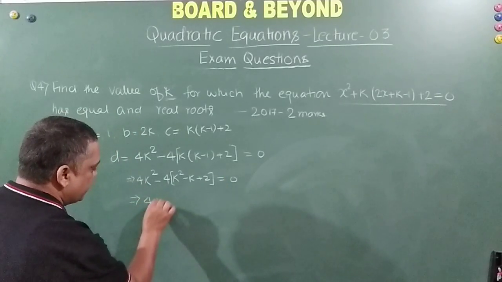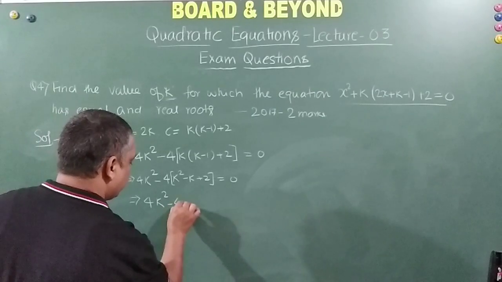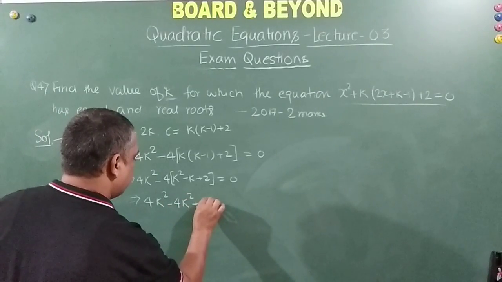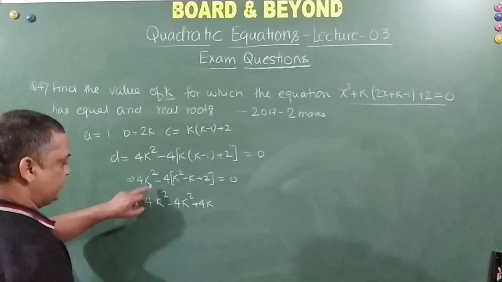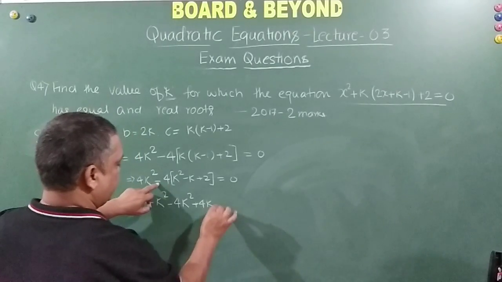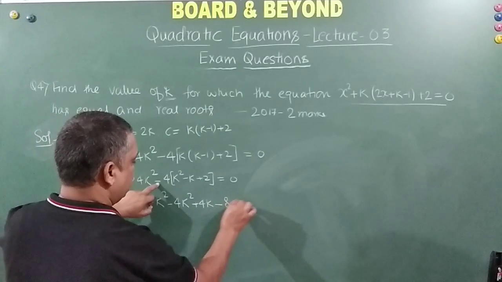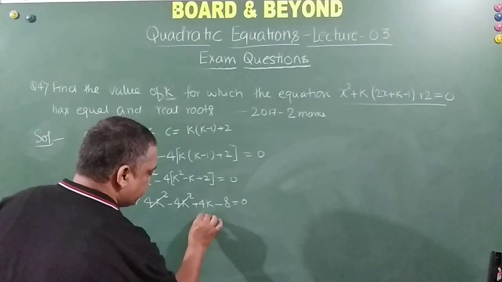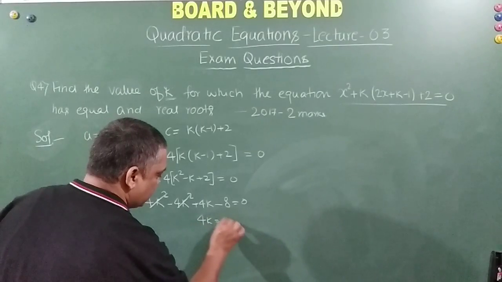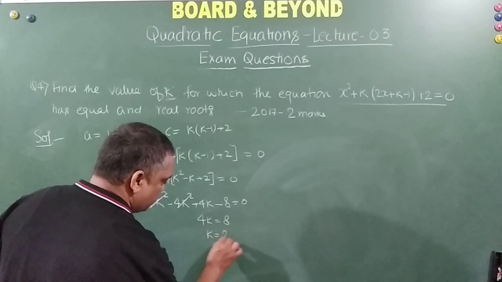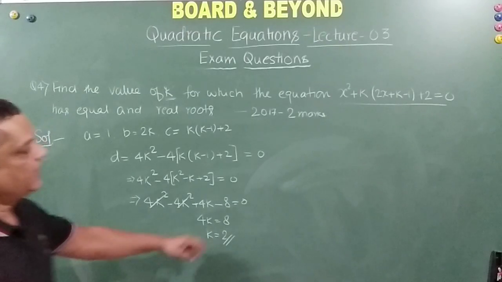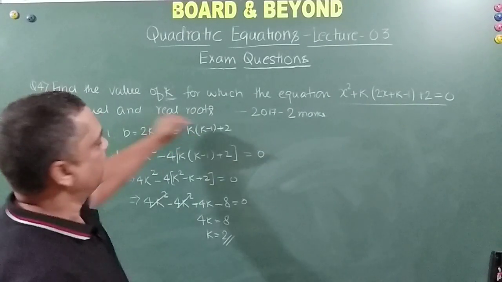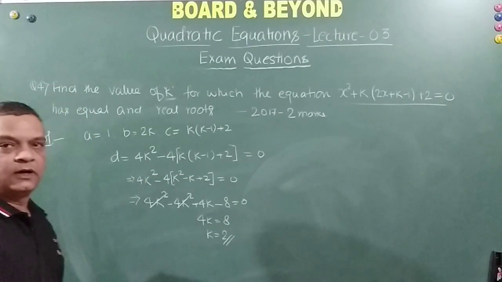So 4k square minus 4k square, I am just opening up the bracket here, plus 4k minus 8 is equal to 0. So this and this cancel, my friends. This leaves me with 4k is equal to 8, and hence k is equal to 2. So the value of k is equal to 2, for which this equation will have equal and real roots. You got it, my friends? Okay.